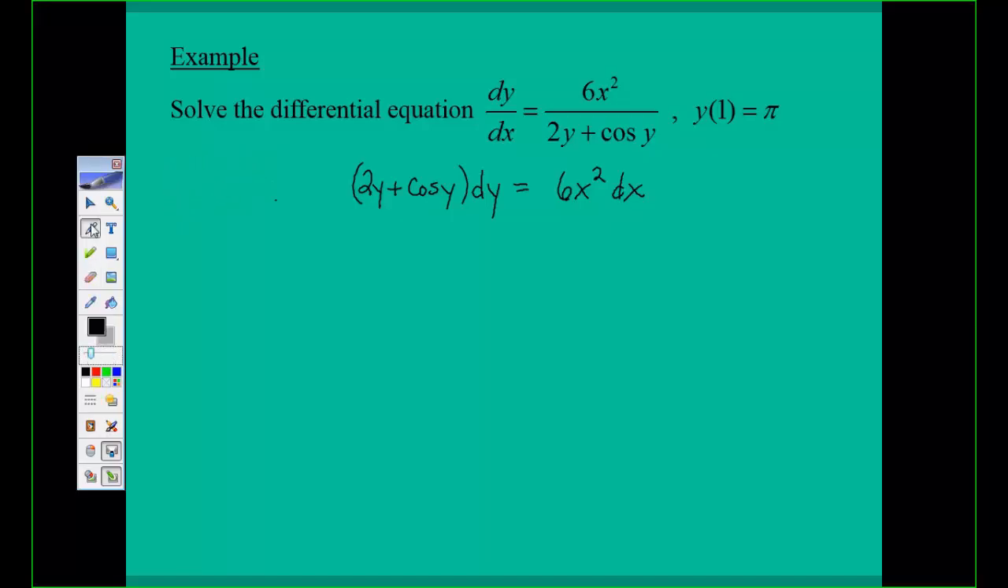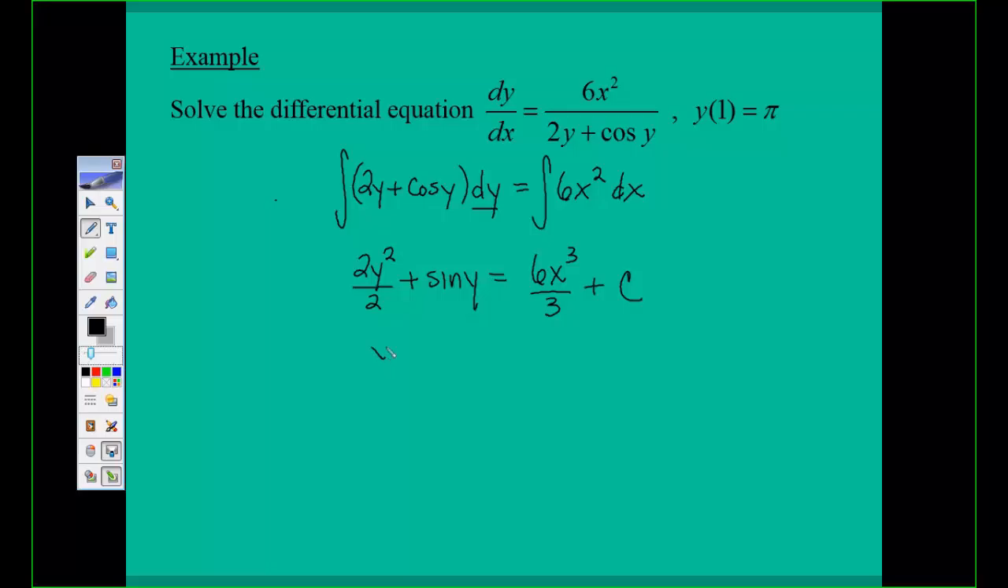Let's continue solving this differential equation. Now that we've separated our variables, we can take the antiderivative of both sides. Taking the antiderivative, we'd have 2y squared over 2, we are taking the antiderivative with respect to y, and then plus the sine of y. On the right side of the equation, we would have 6x cubed over 3. We could put a plus c on the left side and the right side of the equation, but then we could combine those together. So we're only going to put the constant of integration on one side.